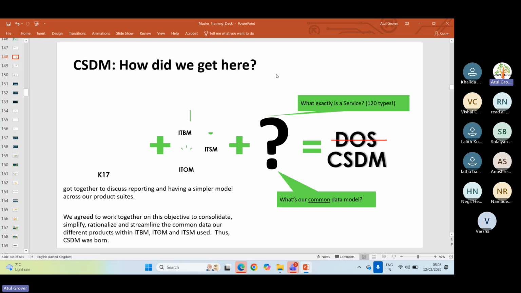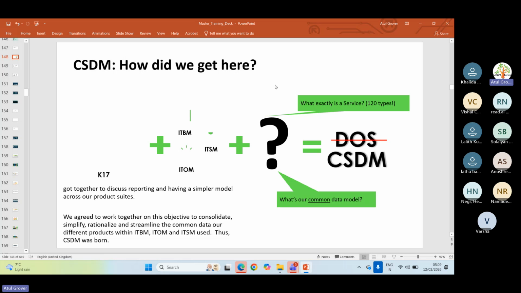As a service provider giving multiple services to my customer, how do I get the reporting? The same service will be used in ITSM, in ITBM, and in ITOM. Then how do we report that? That is the fundamental problem statement.